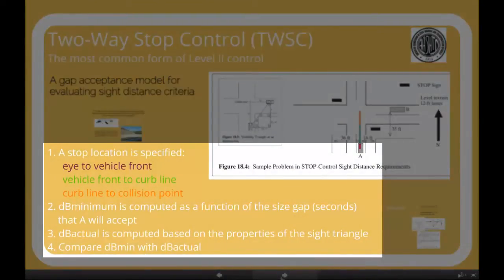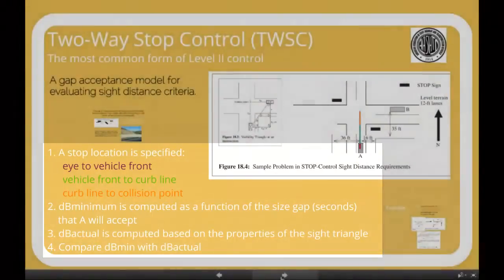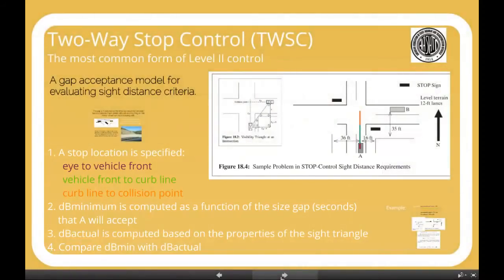The following steps can be used to test whether an intersection sight triangle meets the sight distance requirements for gap acceptance. Step 1. Specify the location of the driver of the stopped vehicle relative to the point of collision. This can be taken as the sum of 3 distances: the distance between the driver's eye and the front of the vehicle, the distance between the front of the vehicle and the front of the curb line, and the distance between the curb line and the collision point.